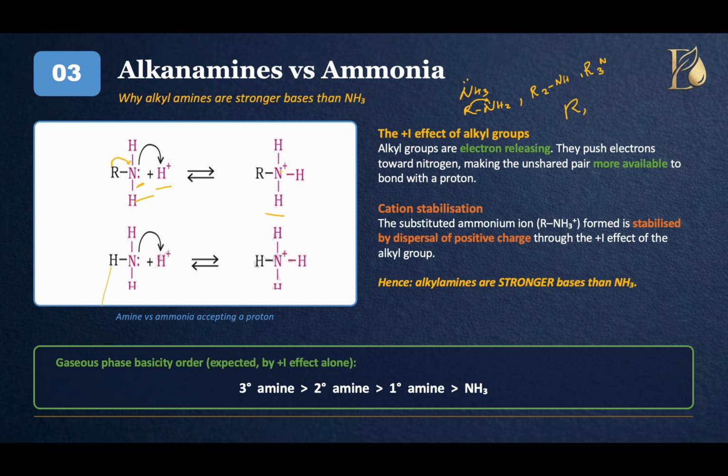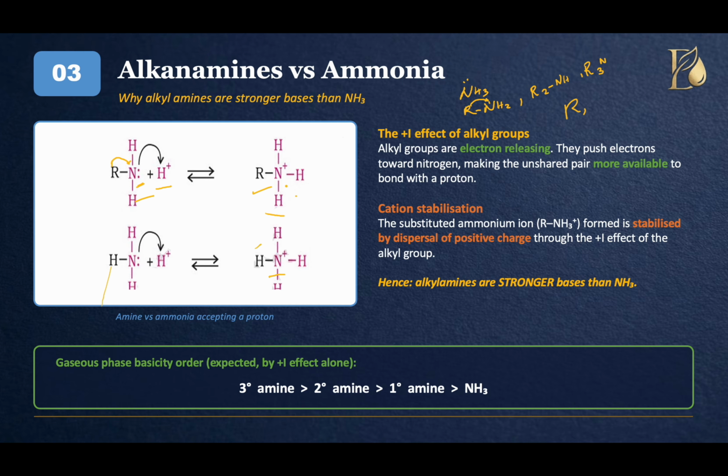In ammonia, after protonation, it produces the ammonium ion. The ammonium ion does not have any stabilization due to the presence of alkyl groups. So here the ion is more stabilized in alkyl amines, not in ammonia. These are conjugate acids, and the conjugate acids produced after protonation are more stabilized in alkyl amines. So both these factors increase the basic strength of alkyl amines.